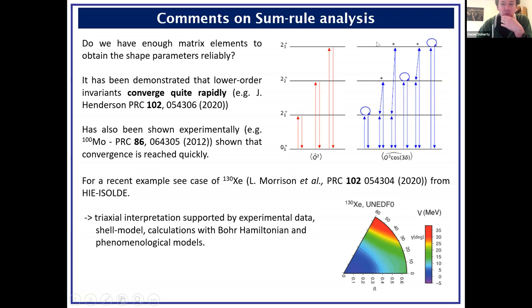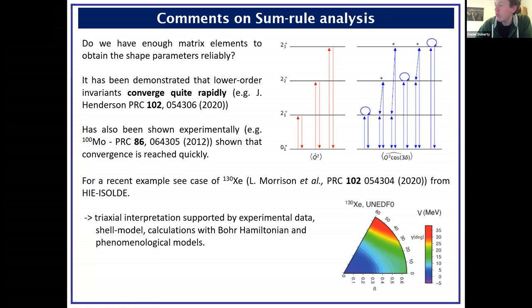So although we don't observe a third 2+ state in our data, we just have this 0+ state and the first two 2+ states, we don't expect this contribution from the third 2+ state to be significant. And indeed, that was shown by the Warsaw group experimentally. For this case of molybdenum-100, they were able to show that the contribution from the third 2+ state to this gamma value was pretty limited as well.